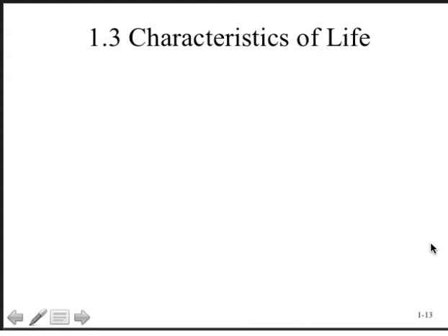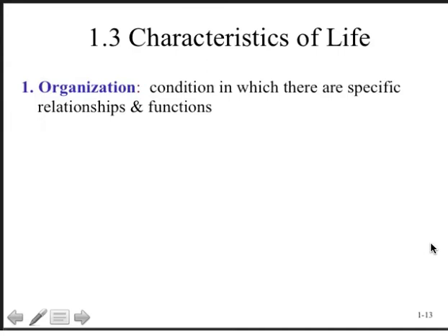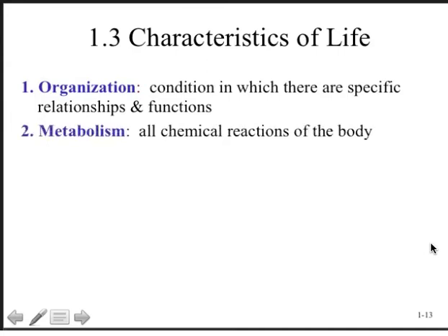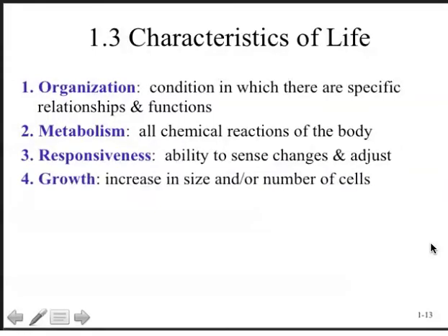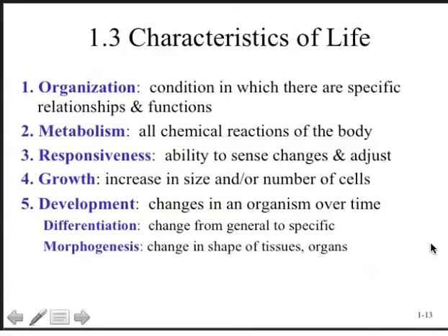Now, every living thing has certain characteristics that it has to possess in order for it to be considered living, and these include organization, which is a condition in which there are specific relationships and functions, metabolism, which encompasses all the chemical reactions within that organism, responsiveness, which is ability to change and adjust to the environment around it, and growth, which is an increase in the size and or number of cells, and development, which is the organism's changes that it exhibits over time.